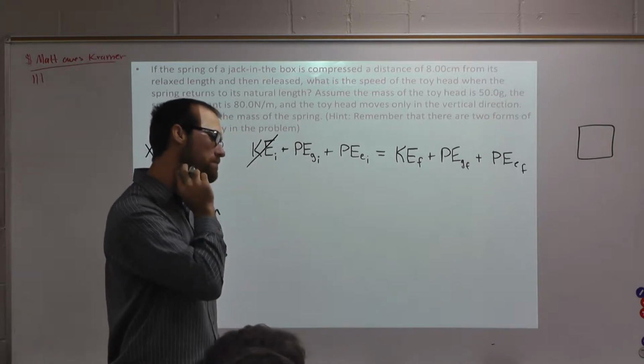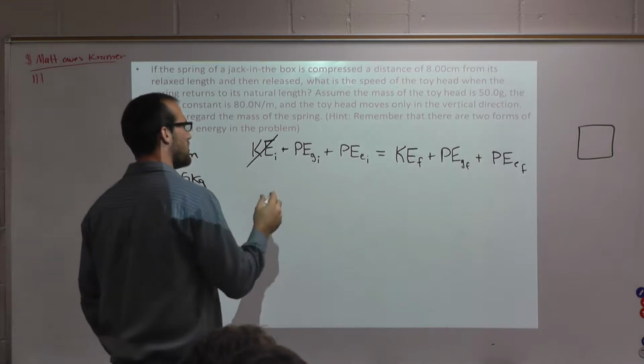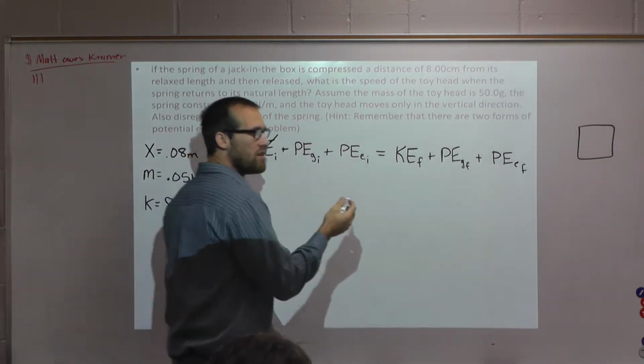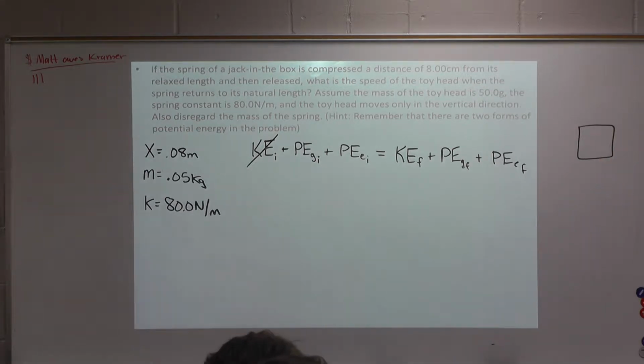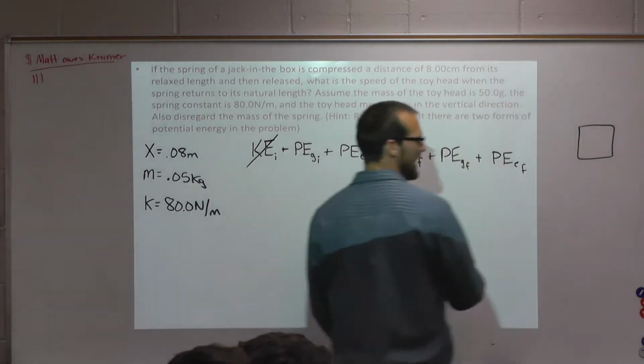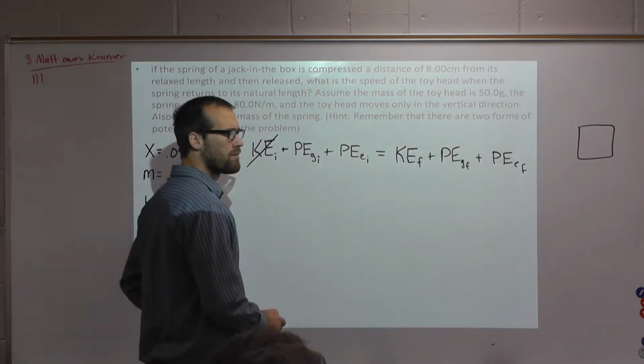Will it have potential energy due to gravity initially? No. Why? Because it's on the ground. We're going to assume that our lowest point is always our zero level. It helps us make the math a whole heck of a lot easier. So both kinetic energy and gravitational potential energy are zero.